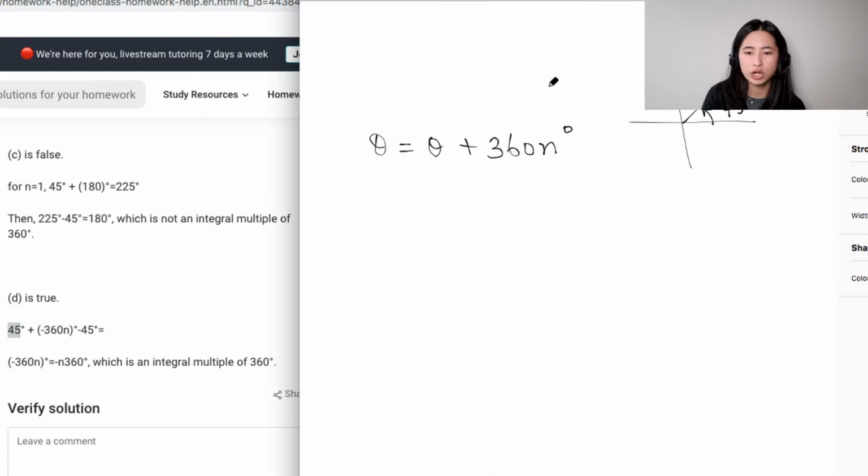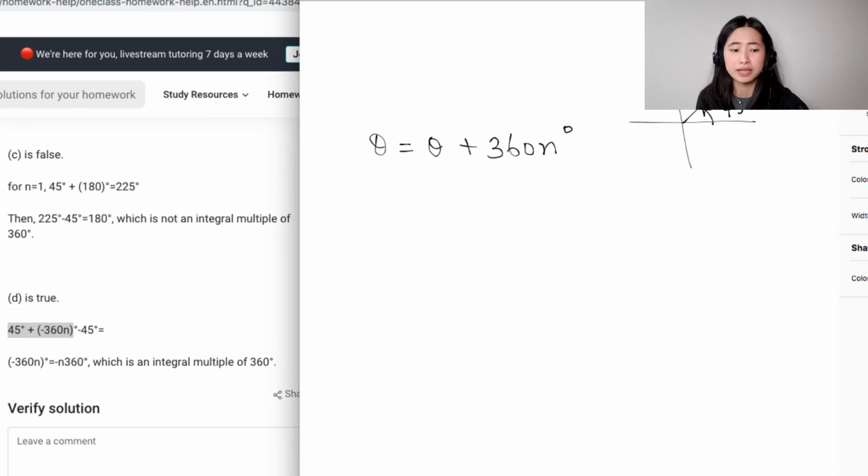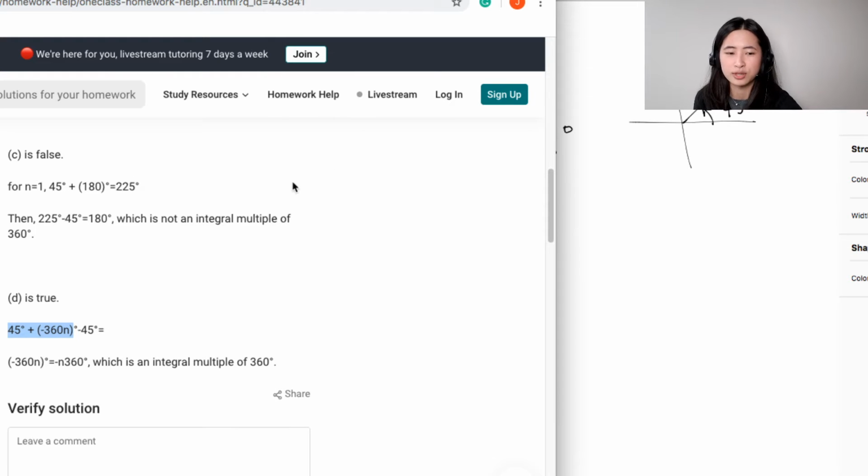Okay, so let me try to illustrate that, just because I think what they did was combine the two equations right off the bat. So that's why it's pretty confusing, I would say. Because so far from A to C, they're breaking this down into two equations. As you can see, they're adding the two and then they're subtracting.